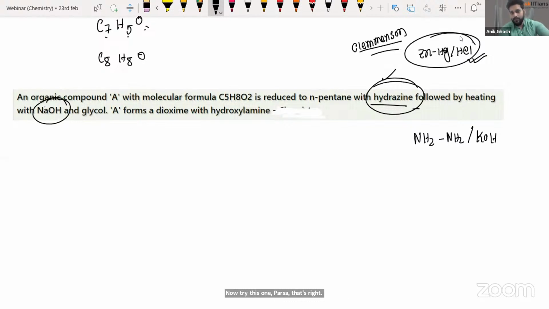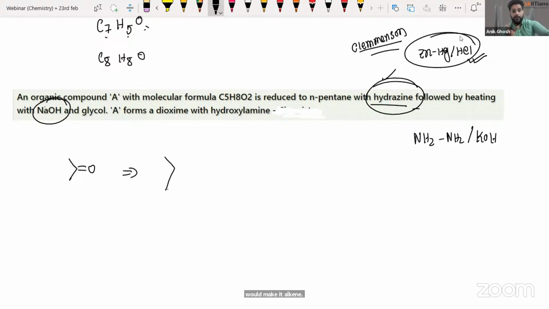One last time. Very good. Dinesh, Fawaz, Yana, Kavya, all of you are right, guys. This is called Wolff-Kishner. Wolff-Kishner and Clemmensen give you the same product. Correct? What's the product? If you have a carbonyl system, it would make it an alkane. The only reaction which is capable of doing that, right?